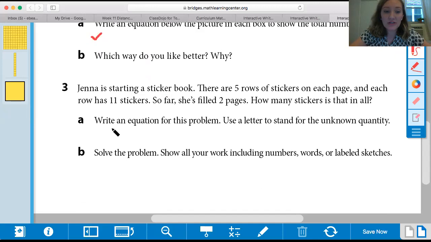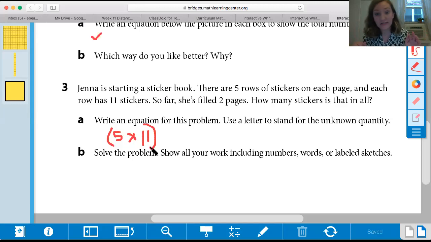So we're going to write an equation to solve this problem. I'm going to use parentheses again. I know that each page is 5 times 11, right? 5 rows of 11 stickers. That's each page, but she's filled 2 pages. So do I need to take my 5 times 11 and add 2? 5 times 11 plus 2 more stickers. She has 2 full pages. Do I need to multiply by 2? Do I need to subtract 2? Do I need to divide by 2? What do you think I should do? Tell somebody out loud.